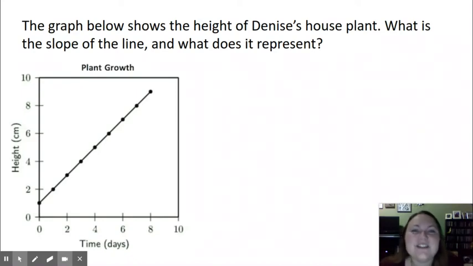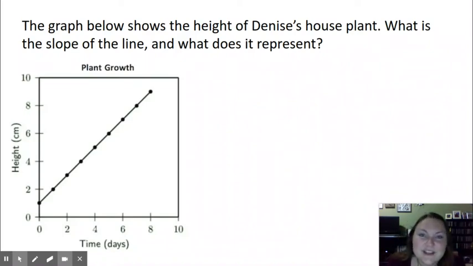The first question is from our very first lesson in this unit where we talked about slope. This question is one of the questions that students find more challenging just because it's presented in a real world situation as opposed to just on our XY coordinate plane. The question asks, the graph below shows the height of Denise's houseplant. What is the slope of the line and what does it represent?